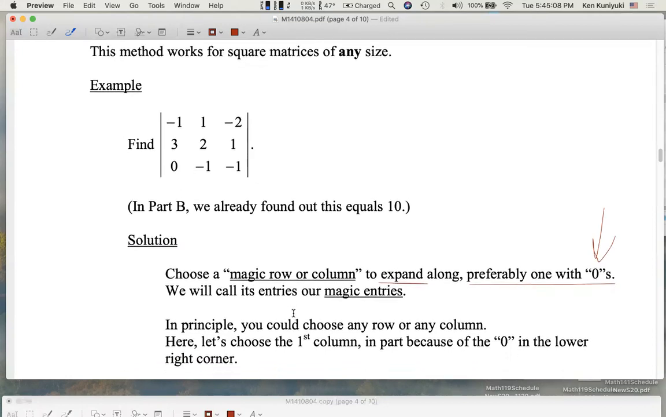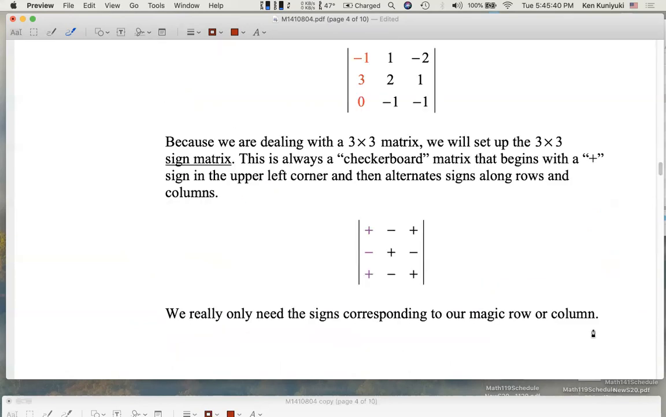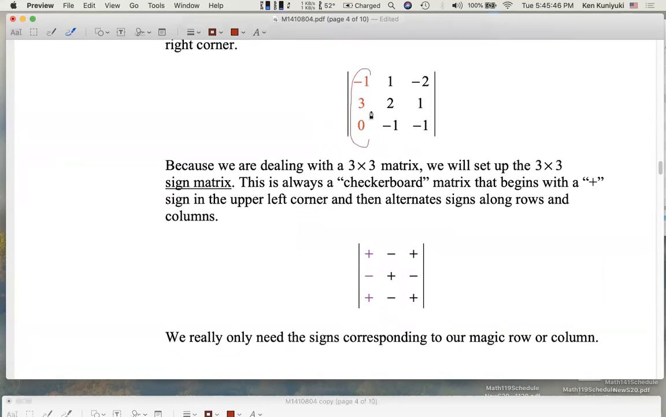So in my example here, the best choices would probably be either column 1 or row 3. Here I choose the first column, column 1. So let's call that our magic column. Again, not really what it's called, but let's be cute. That 0 will help us a lot, as it turns out. And by the way, I'll call these the 3 magic entries. The 3 entries of our magic column are the 3 magic entries. Again, I'm being cute. Now, we've chosen the first column as our magic column. We could have chosen a magic row as well.